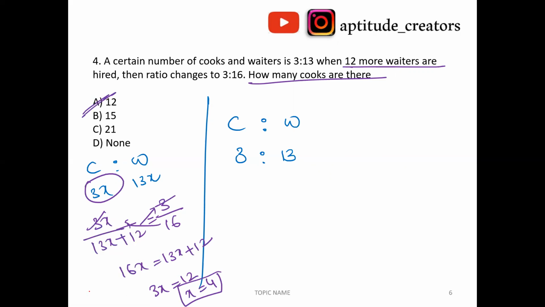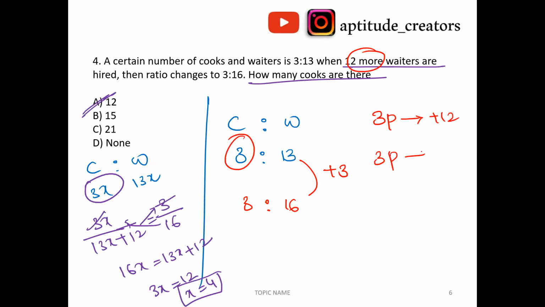Now, please pay your attention. Instead of calculating like this, for cooks and waiters, initially the ratio is 3:13. When 12 more waiters are hired, the ratio changes to 3:16. As per the ratio, how much is increased? 3 is increased. Can I write 3 parts is equal to, as per the question, 12 more waiters hired, 12? Now, what is the question he is asking? How many cooks are there? 3 parts. 3 parts is equal to how much? 3 into 4, 12. The answer is option A, 12.